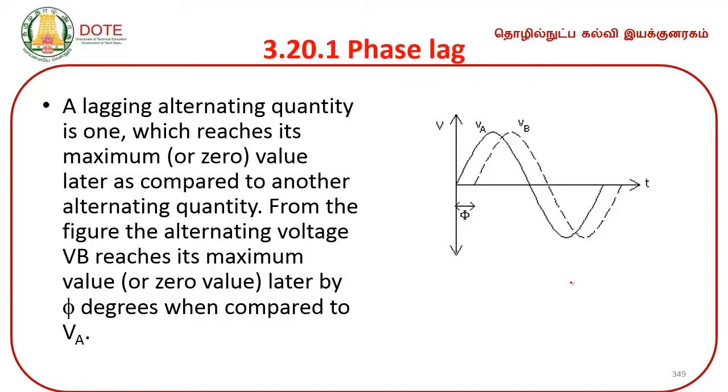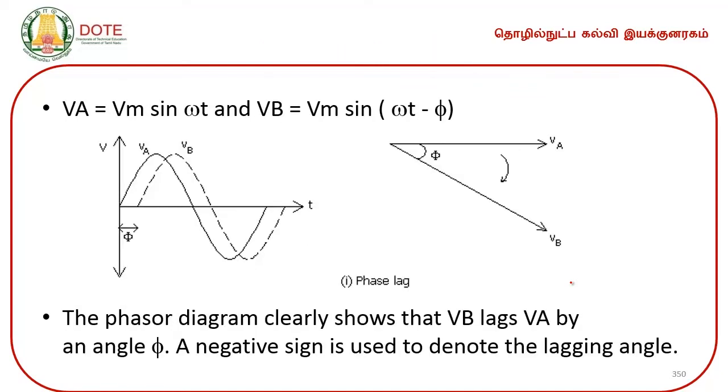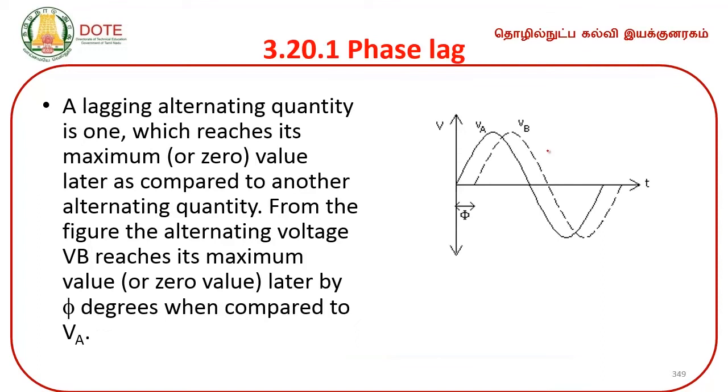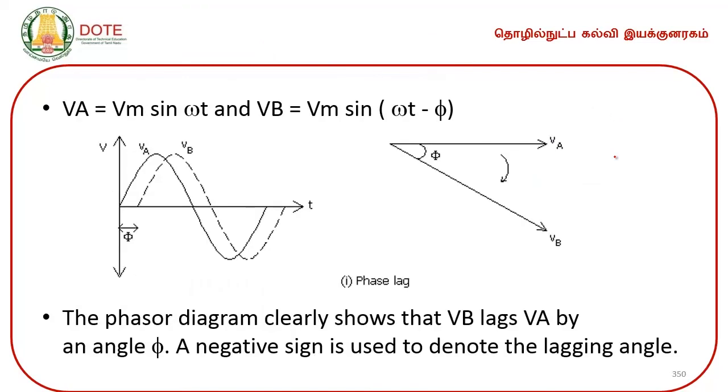From the figure, the alternating voltage VB reaches its maximum value or 0 value later by 5 degrees when compared to VA. VA is equal to Vm sin omega t and VB is equal to Vm sin(omega t minus 5). Now, since we have a phase angle difference of phi, VB is lagging behind VA by 5 electrical degrees, so I can represent VA equal to Vm sin omega t and VB equal to Vm sin(omega t minus 5), because VB is lagging behind the voltage VA by phi angle.